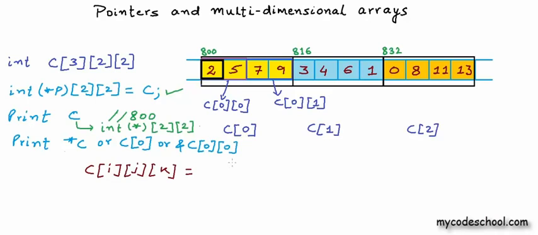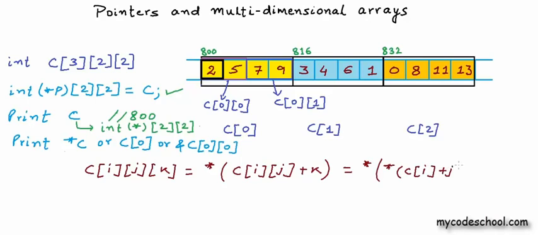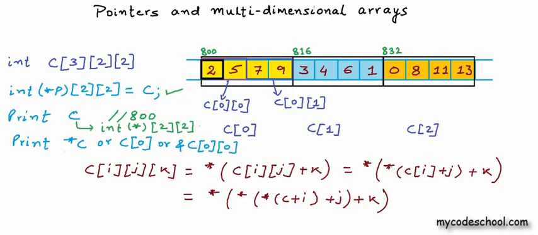Okay, for C, Cijk, where I, J and K are some indices, can be written as asterisk of Cij plus K. And now once again we can write Cij as asterisk of Ci plus J, and the overall expression will look something like this. And we can go ahead and write Ci as asterisk of C plus I. If you are able to understand how I have derived these expressions, if you are able to understand all the pointer arithmetic and dereferencing in these expressions, then you are good working with multidimensional arrays using pointers.